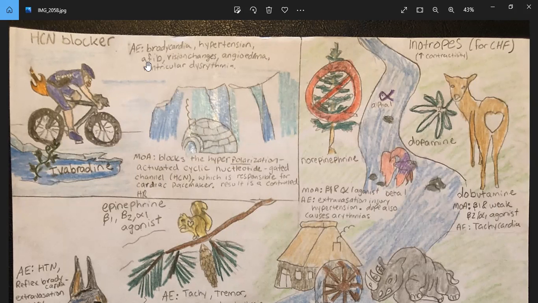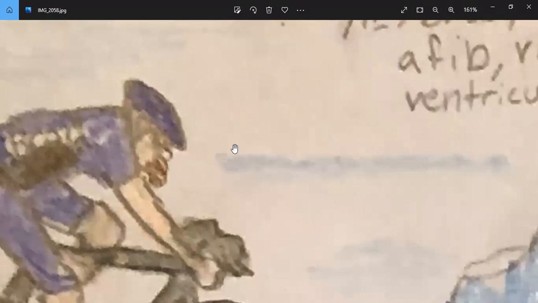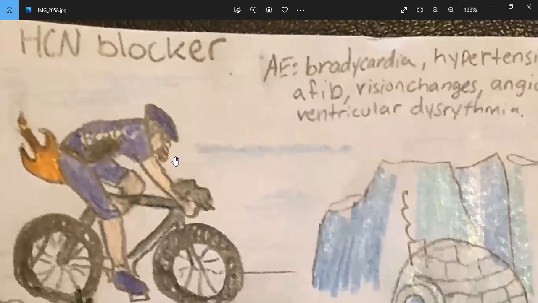And then this one's my favorite, so AFib. So Brad here, he told a fib, a lie. So liar, liar, pants on fire. Boom, AFib. Vision changes. You can't tell because this is a blurry picture, but he's wearing glasses for vision changes. But you can see that angioedema. Oof, look at those swollen lips there.